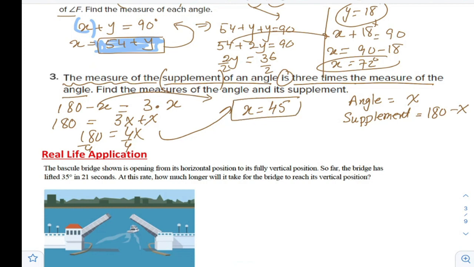Let's check. Let's check in another color. If you check, what is the supplement of this angle? The supplement is 180 minus 45, which is 135. Now let's check. Is the 135 3 times the 45? And if you multiply 3 by 45, we will have 135. So صح. Yes. So the angle is 45.